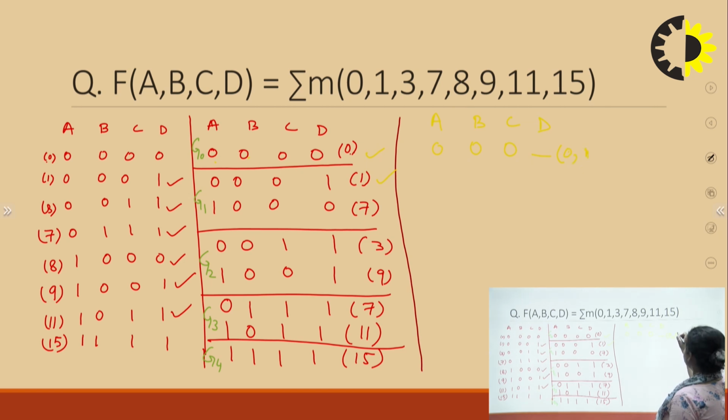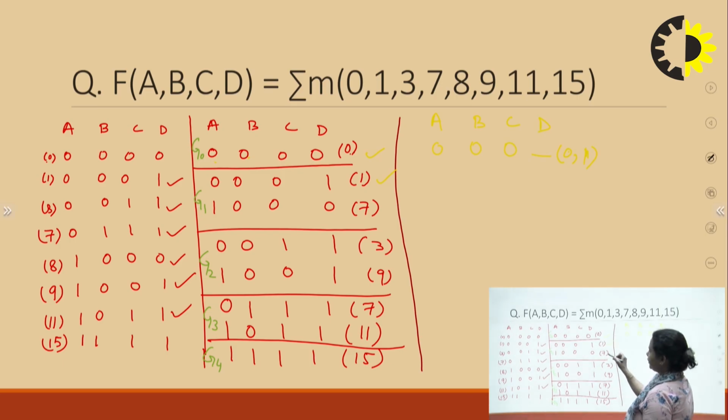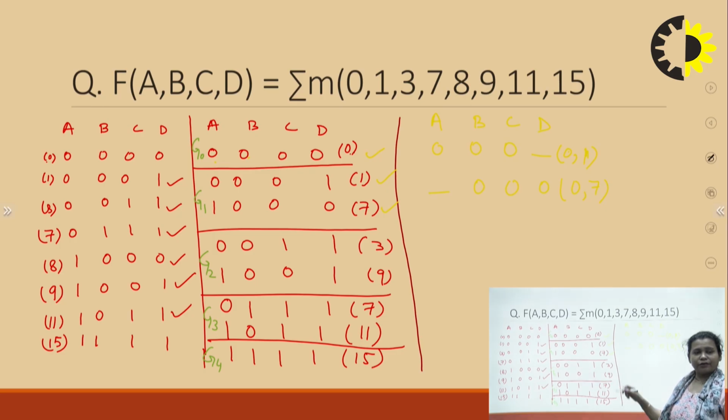0, 1, right? Then next I will compare this 0 with the next, 7. So you see, the first bit is not matching, 0 and 1. Rest of the bits are matching. Here 0 0 0, here also 0. So you just put 0 0 0. So it is 0, 7, right? Now all the minterms are finished from the next group, which is just adjacent to the group number 0. So you just put dash here, right?